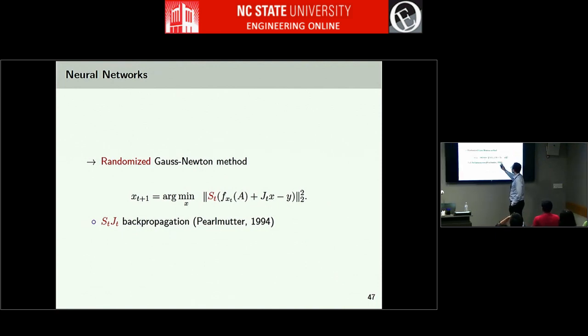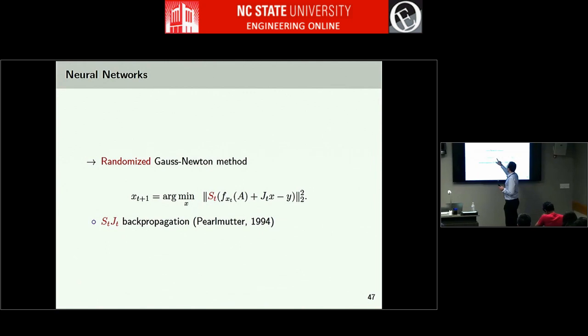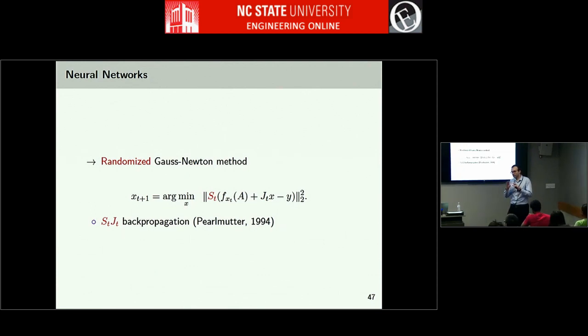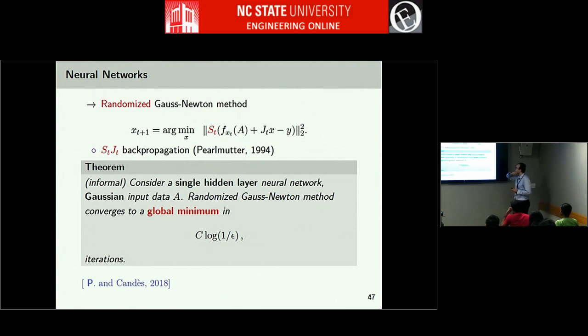So you will multiply the Jacobian and everything else with a random matrix and make the Jacobian smaller. But the key point here is the random S matrix times the Jacobian can be computed by backpropagation. So the matrix vector multiplies with the Jacobian can be computed the same way you would compute a gradient. There's a backpropagation for it. It's actually known since early 90s, 1994. So this makes it efficient.